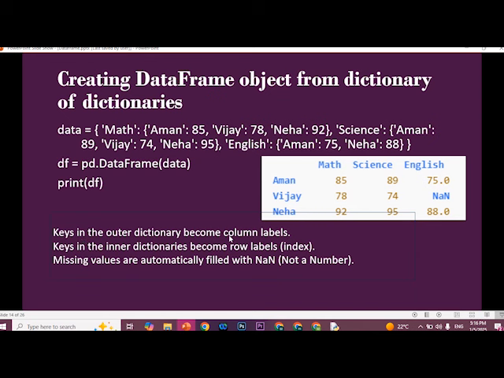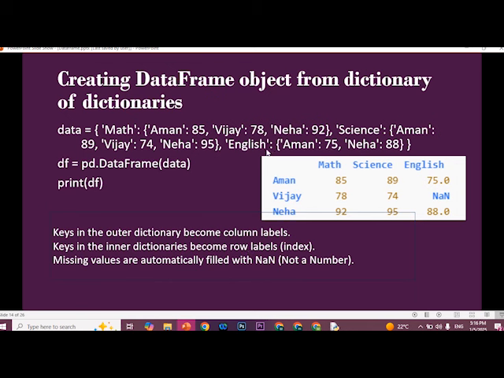Now keys in the outer dictionary become the column labels. When we create a data frame by passing a dictionary of dictionaries, the keys of the outer dictionary will be the column names and the keys of the inner dictionary will be the row index. So we don't have to pass the row names or column names explicitly here. Keys in the inner dictionaries become the row labels.